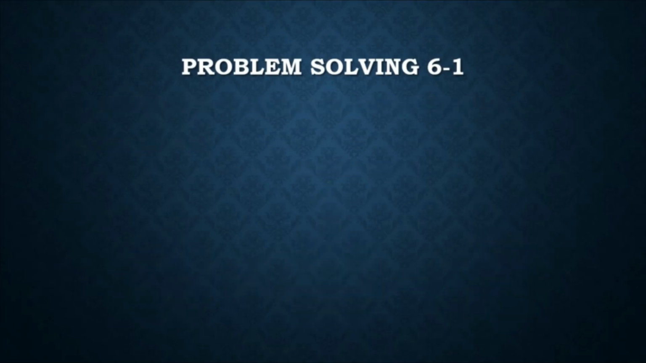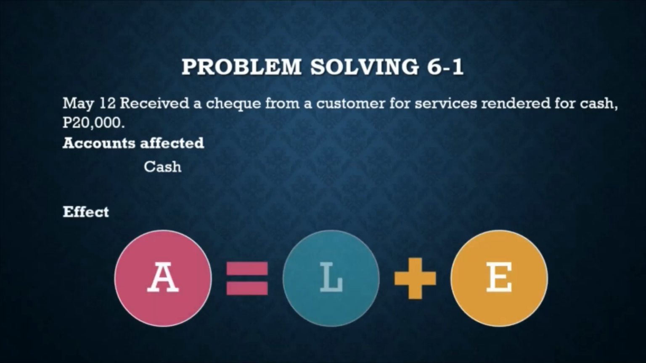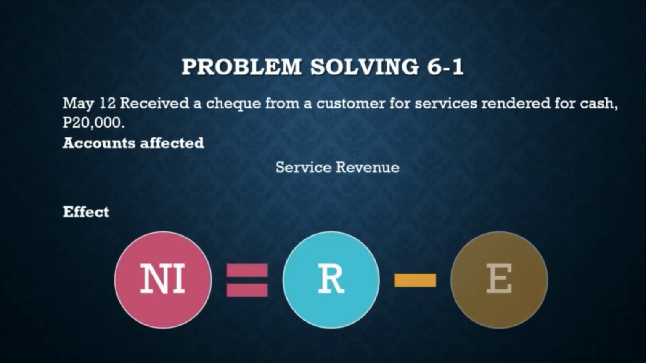So next transaction naman is on May 12, receive a check from a customer for services rendered for cash amounting to 20,000. So ang accounts affected dito ay cash at service revenue. Halos same lang sa transaction kanina. Ang kinaibahan lang is nagbigay si customer ng cash para sa services na perform. So ang affected dito ay cash instead of accounts receivable at service revenue. So ano naman ang magiging effect sa ating accounting equation? So there will be an increase in asset kasi nga nadagdagan ng ating cash at increase sa revenue kasi kumita tayo for rendering services.